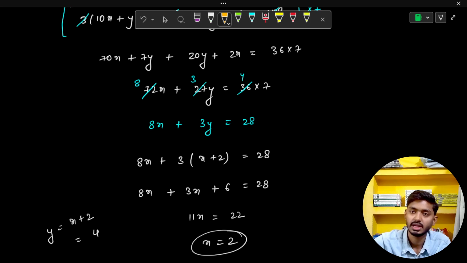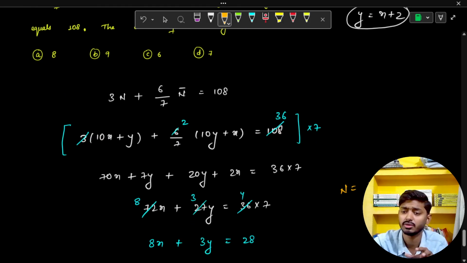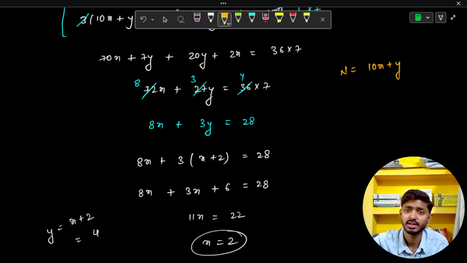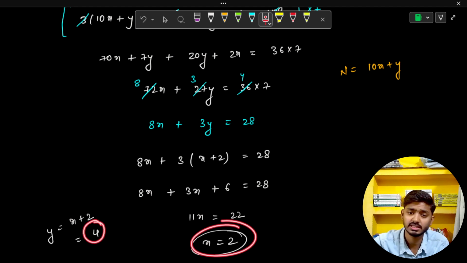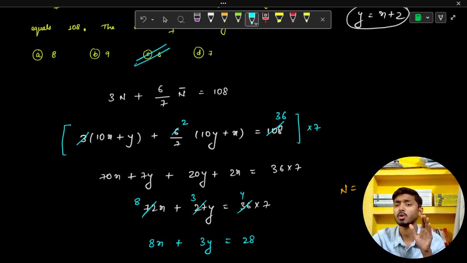And our assumed number was 10x plus y. Anyway, let's see what the question is asking us. Sum of digits. It is not asking about the 2-digit number. It is just asking for the sum of digits. We can very clearly see that the sum of the 2 digits is x plus y. That is 2 plus 4 equals 6, which is option C. Simple was that.